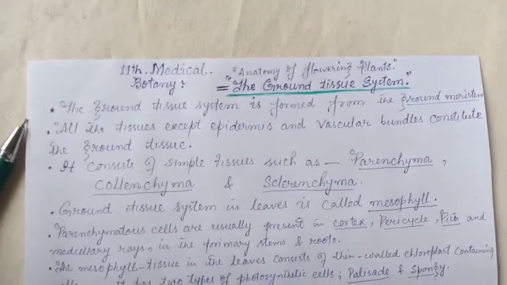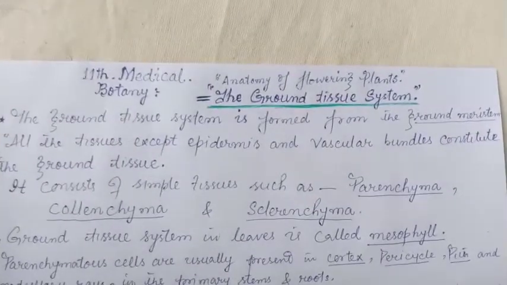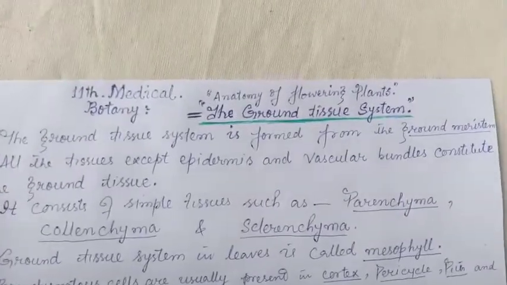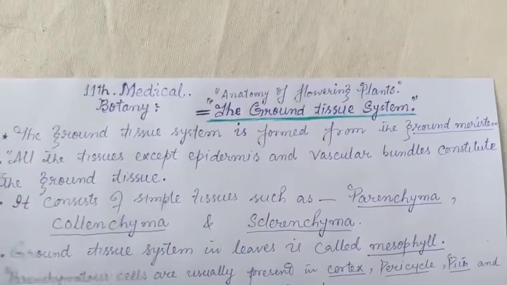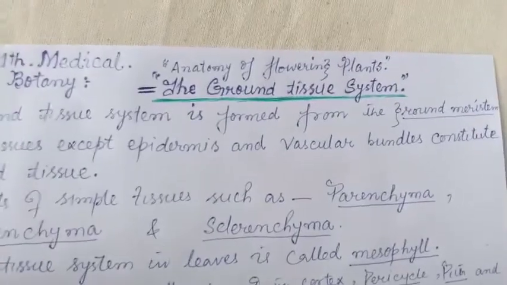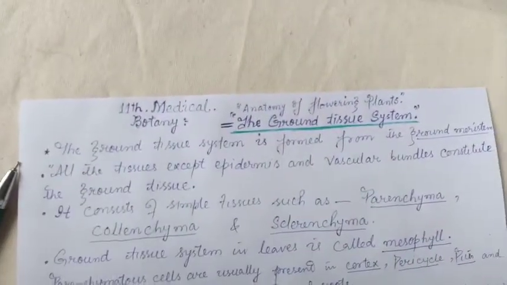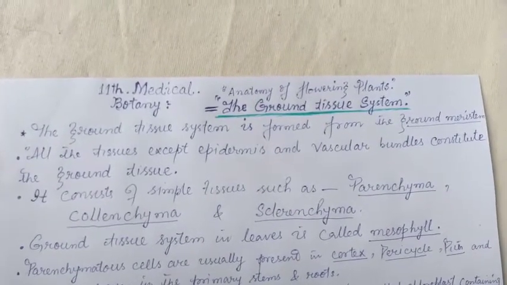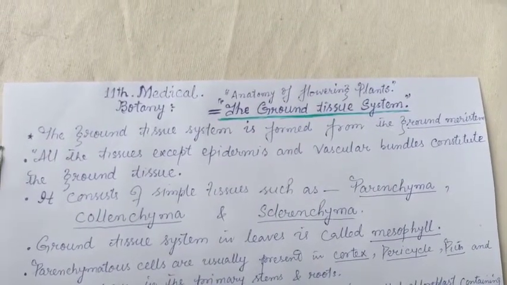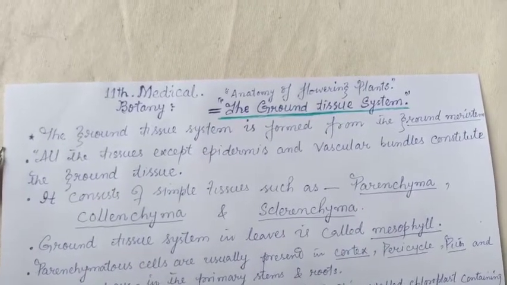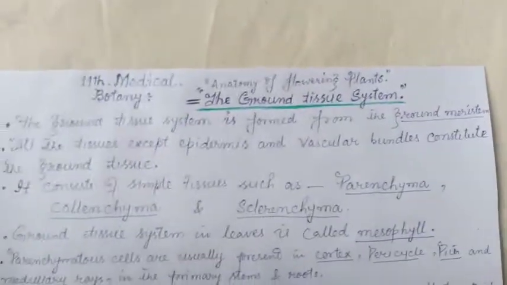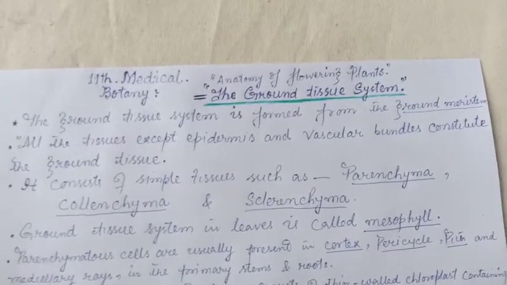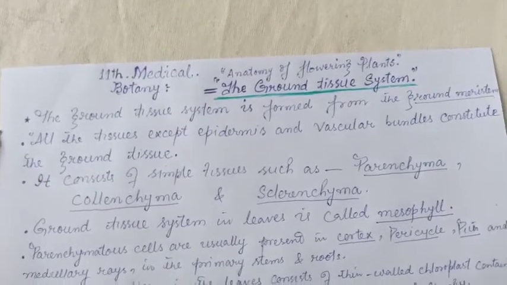And the vascular bundles, you must be knowing, comprise xylem and phloem. These are the conducting tissues. Xylem is meant for the conduction of water, and the phloem conducts the food materials which are prepared in the green cells, usually those of the leaves, during the course of photosynthesis. All the tissues except epidermis and vascular bundles constitute the ground tissue.